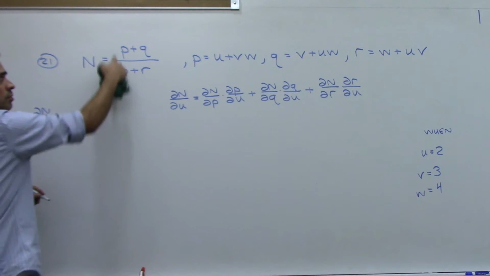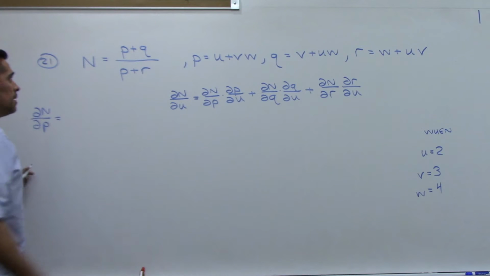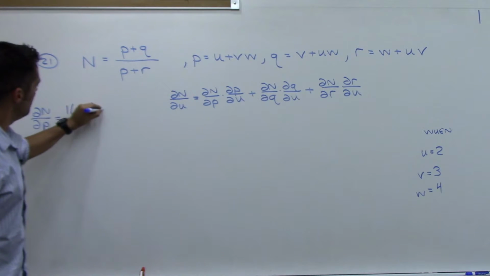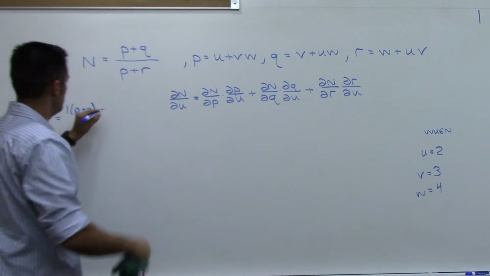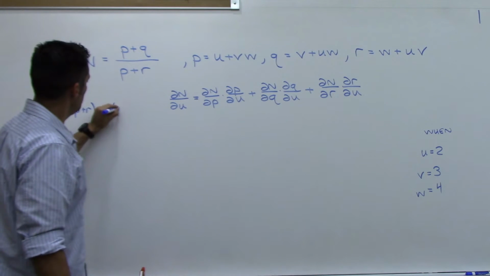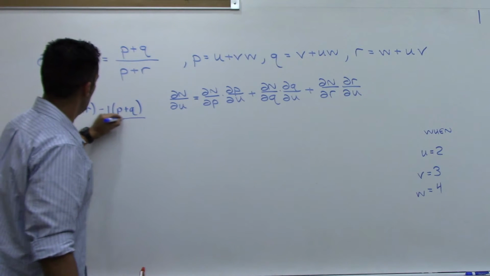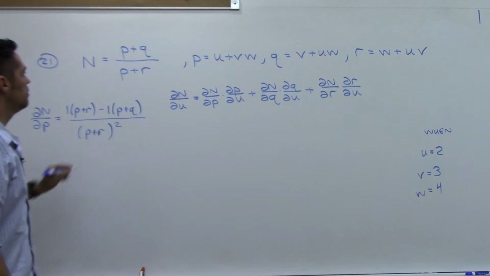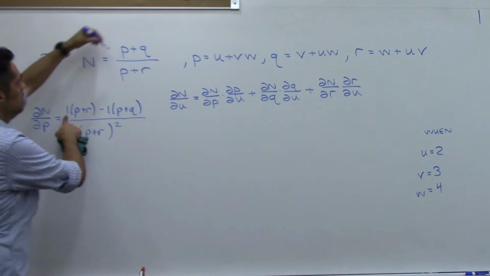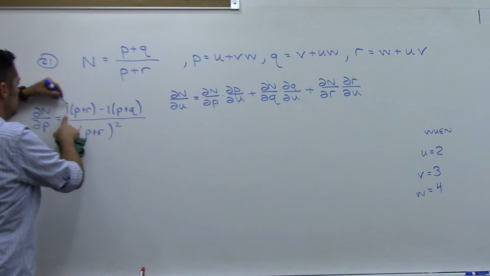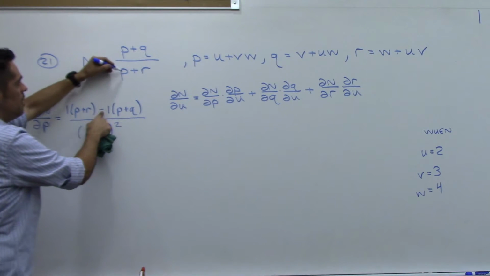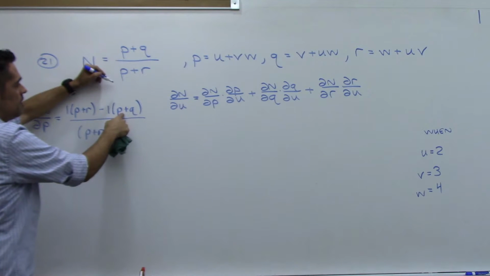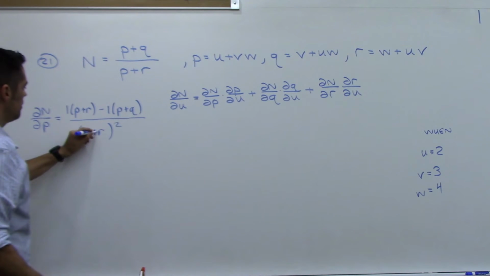So I have to do a quotient rule. So what's the derivative of the top with respect to P? It's just 1 times the bottom, P plus R, minus the derivative of the bottom with respect to P, which is just 1 again, times the top, P plus Q, all over the bottom squared, P plus R squared. So the derivative of top is 1, because the derivative of Q is 0, times the bottom, minus the derivative of bottom is 1, because the derivative of P is 1, the derivative of R is 0, times the top, all over the bottom squared.